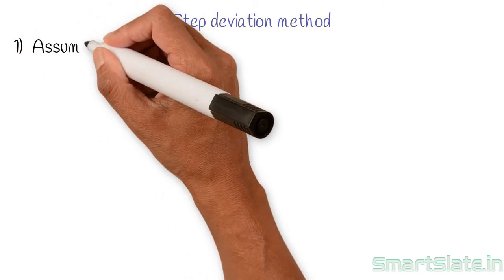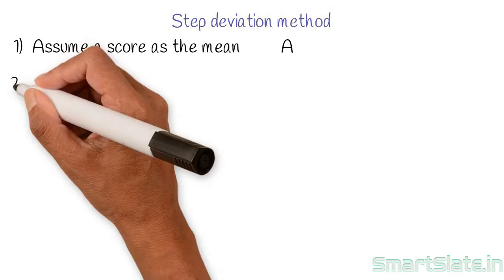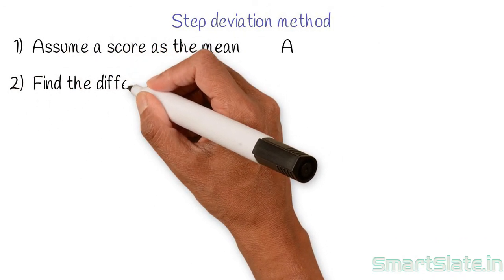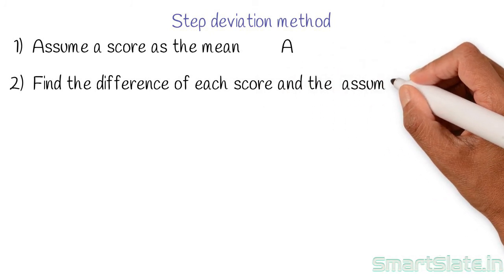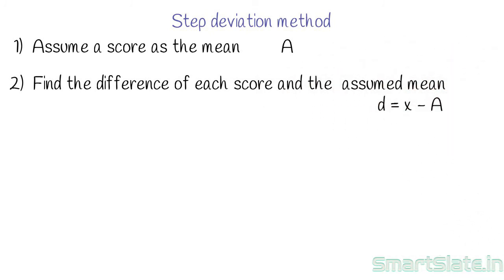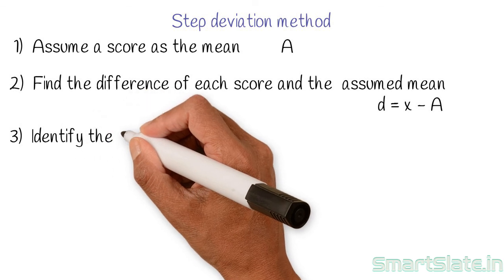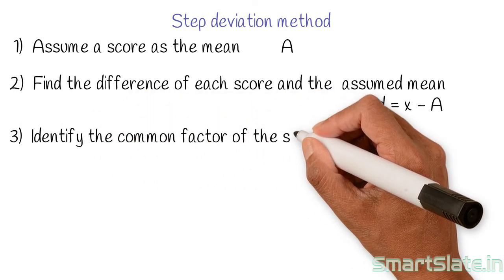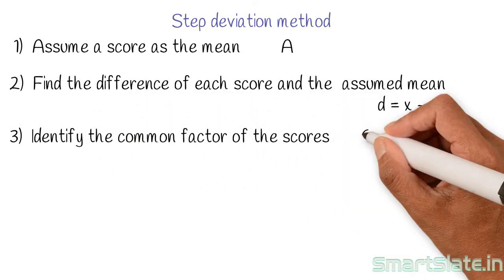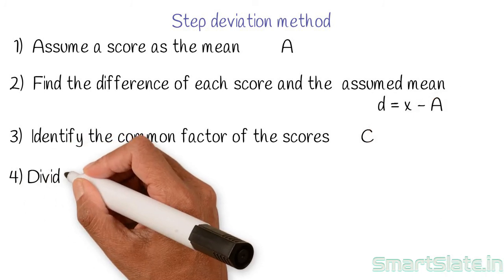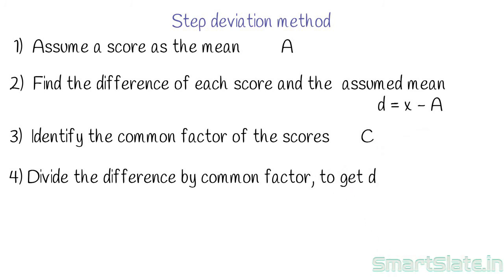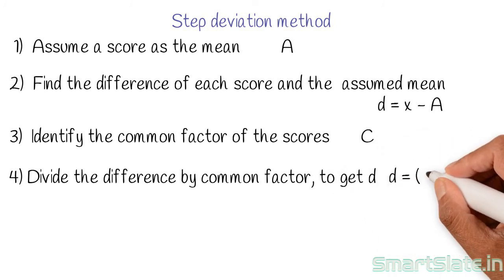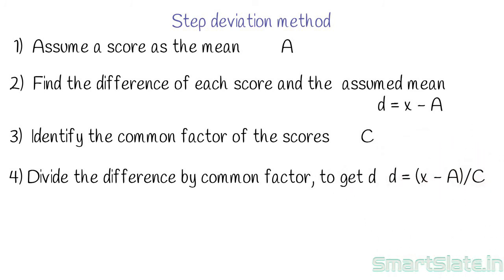First step is to assume a score as the mean. Second step is to find the difference of each score and assumed mean. It is X minus A. Third step is to identify the common factor of the scores. Let's call this C. Fourth step is to divide the difference by common factor. That is, D is equal to (X minus A) by C.